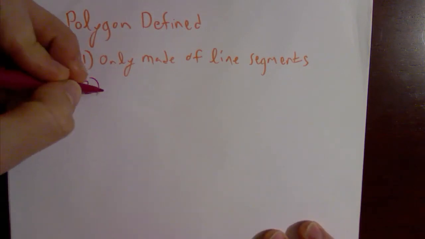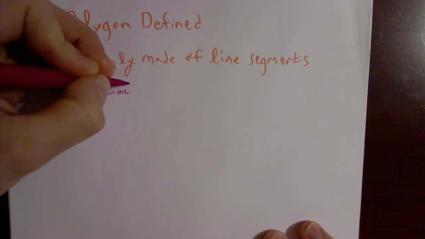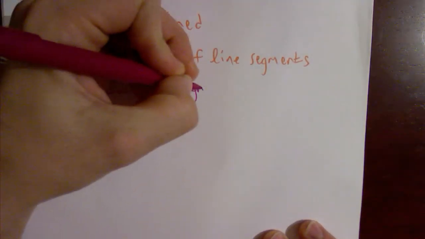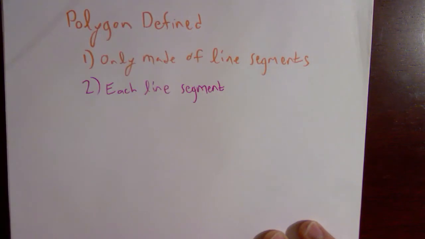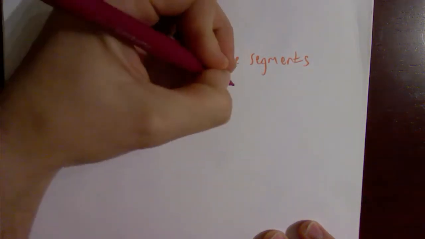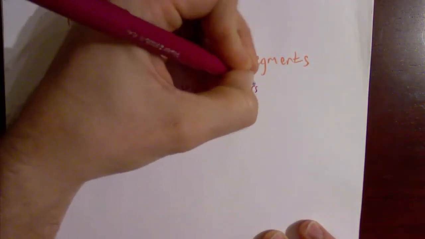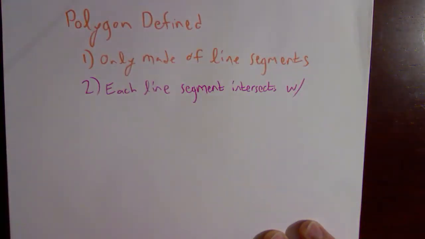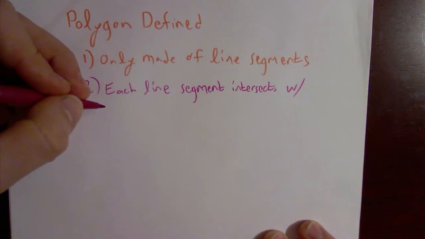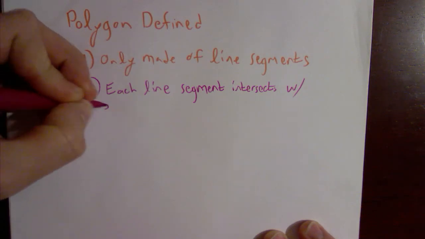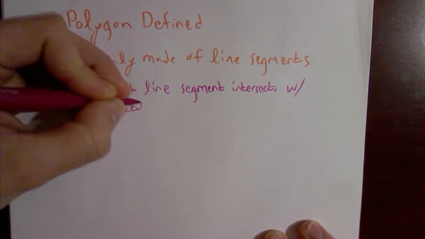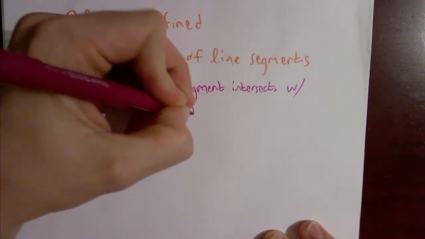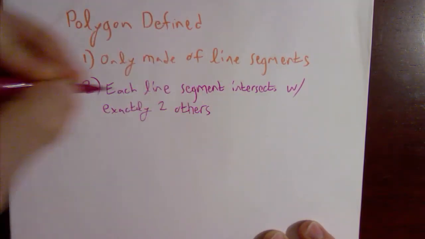So each line segment intersects with, I'll do W/ instead of writing the whole word without, with exactly 2 others, 2 other line segments.